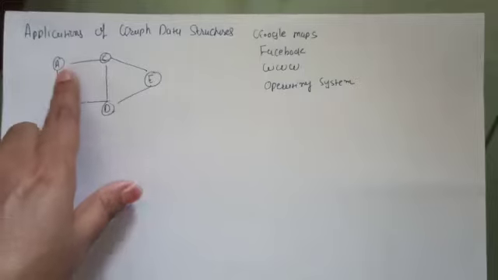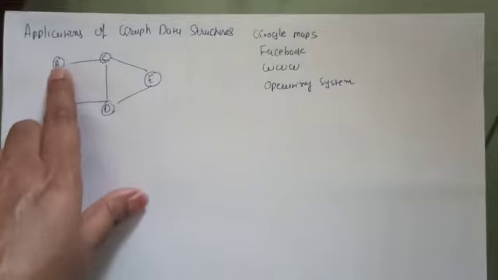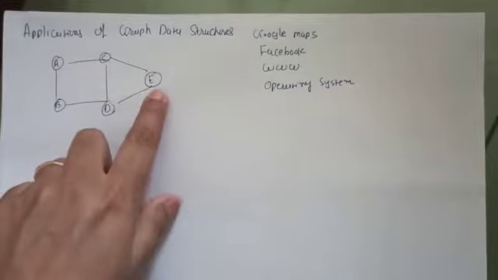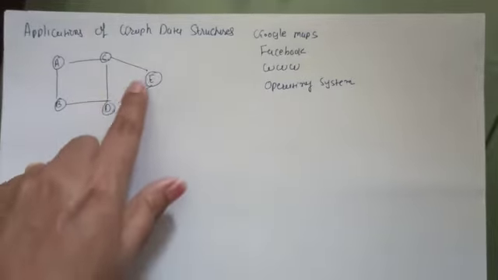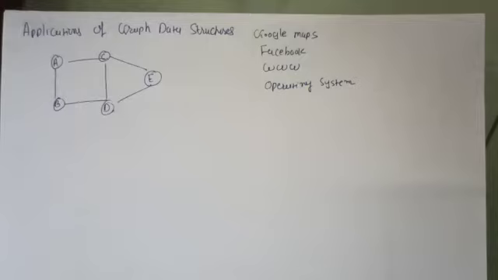For example, if you would like to find the shortest path from A to E, you have to find out the shortest path. If this graph is weighted, then you can find the shortest path.